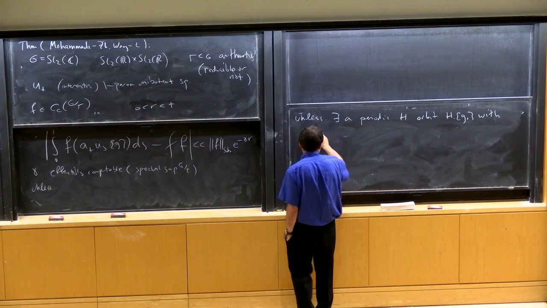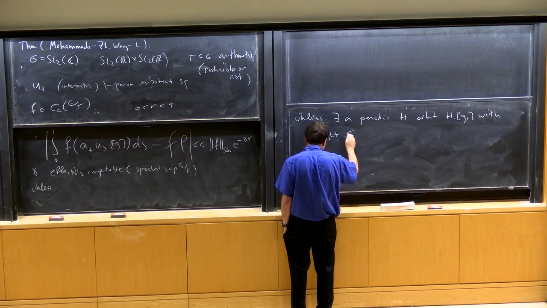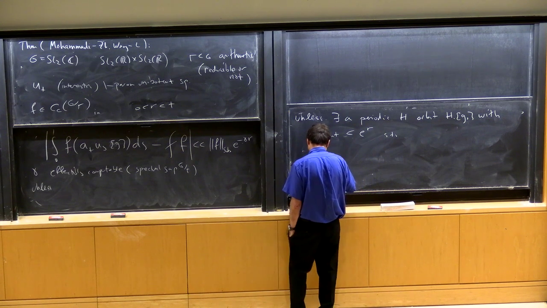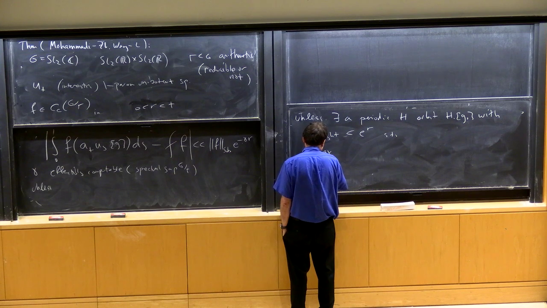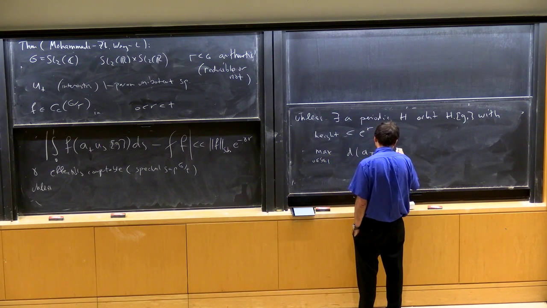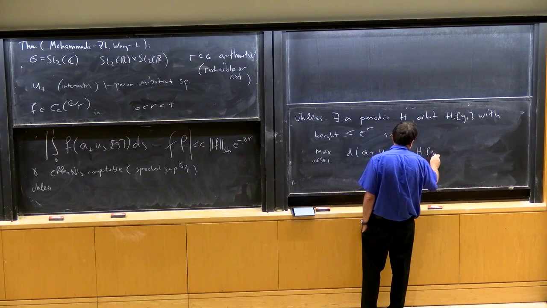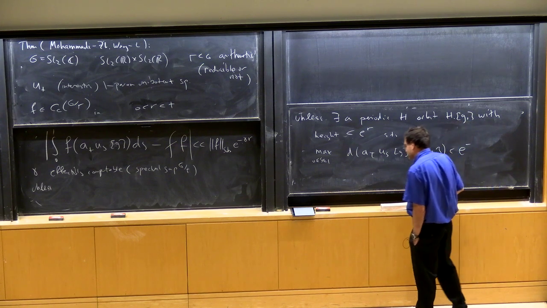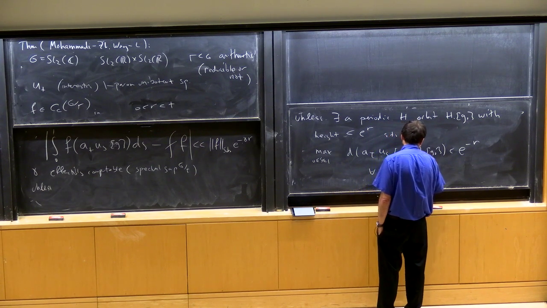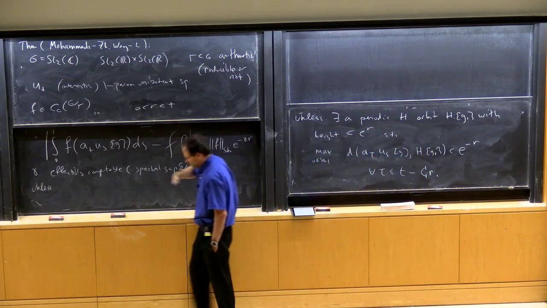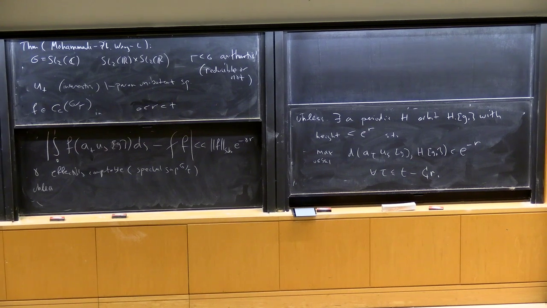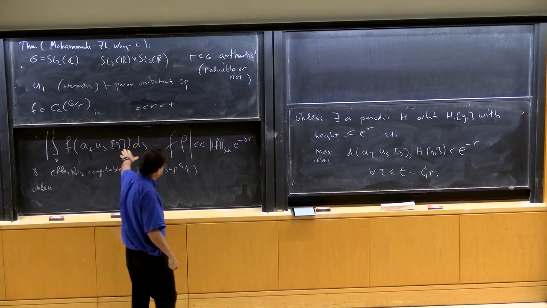Unless there is a periodic H orbit with height, let's say, bounded by e^r, and such that if I look at my orbit, how far it is from this periodic orbit is less than e^(-r) for all tau less than t minus some constant times r. So basically, unless up to not quite the end, but almost the very end, my orbit is completely trapped close to a periodic orbit of low height, I would get this equidistribution.